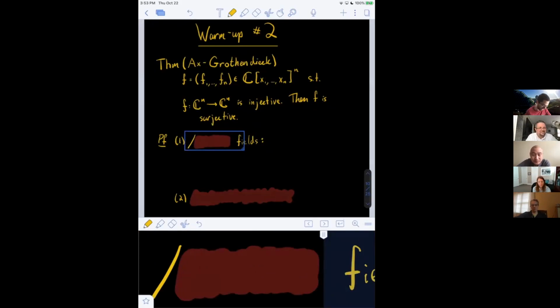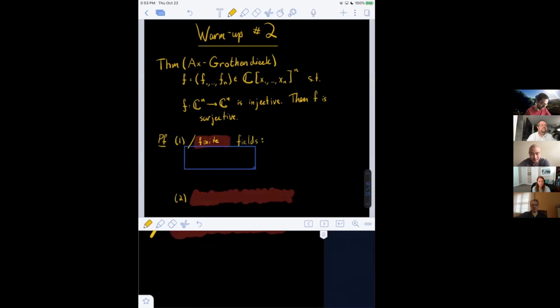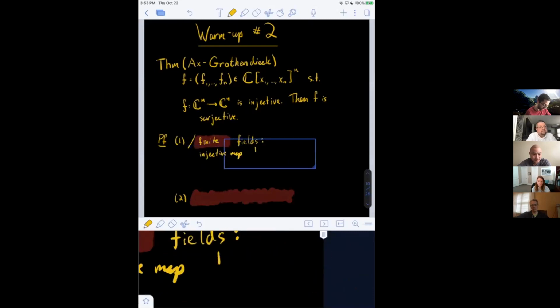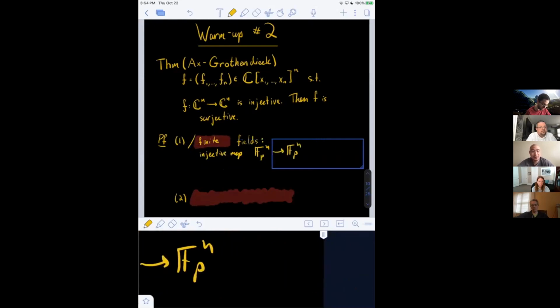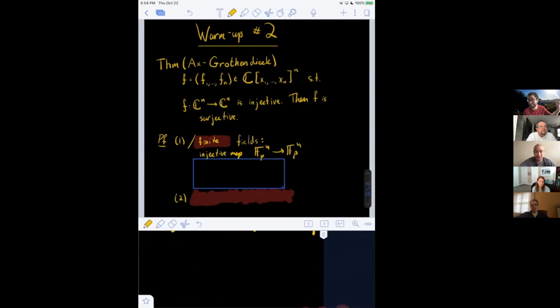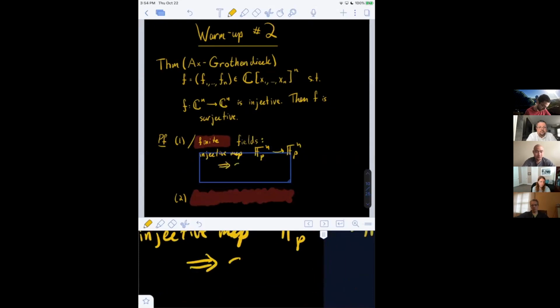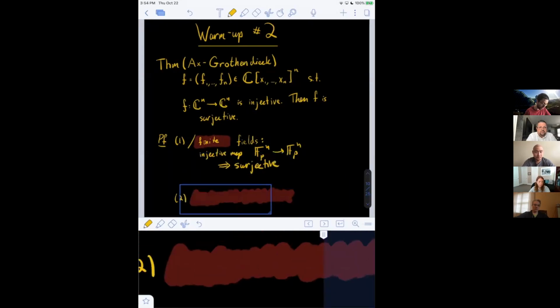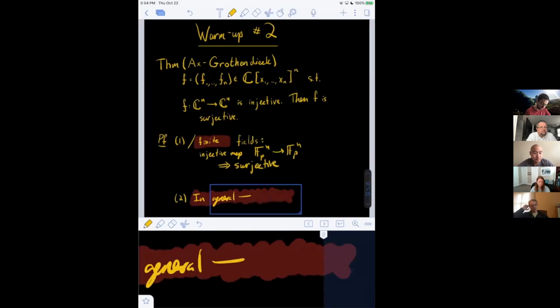Yeah, finite, exactly right. So we're going to do this over finite fields. First over finite fields, suppose we have an injective map from F_p^n to F_p^n. Why is this surjective? It's surjective because an injective map from a finite set to itself has to be surjective. Now what do we do in general? What you do is you just reduce mod p.